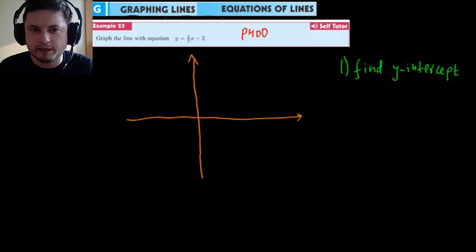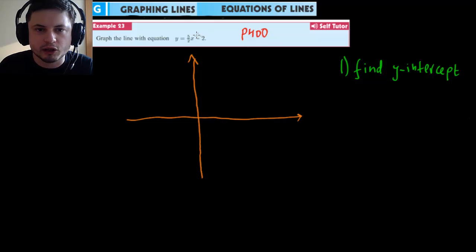And in our case, it is right here. It's not just 2, it's actually minus 2. You have to include the sign as well, so minus 2. So the y-intercept is going to be somewhere around here. This is minus 2.